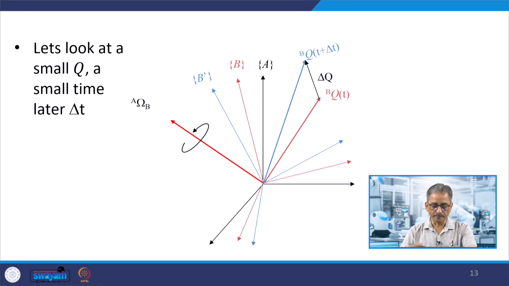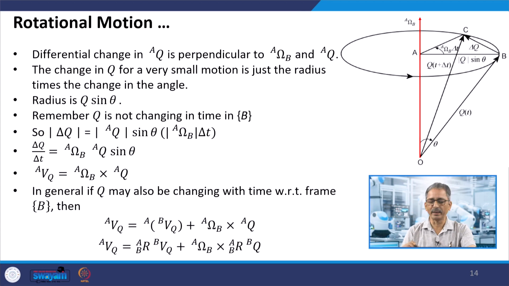So, this is your frame A, this is your frame B, and because of this rotation, this B goes to some position, say B dash. What happens? This was our Q original, and when B has gone to B dash, this went to say Q at t plus delta t, after some time. So, this is the change in this case. Now, to understand this further, we can draw this figure.